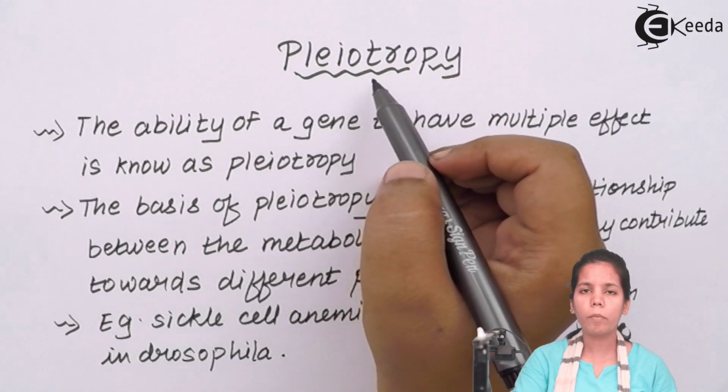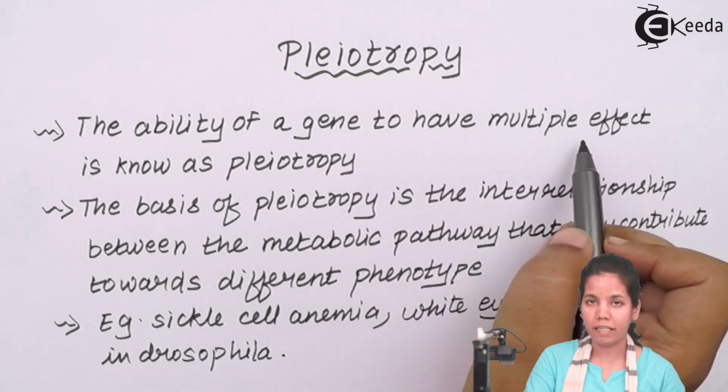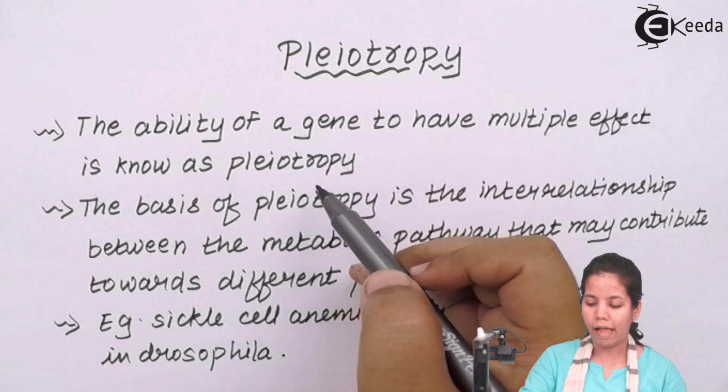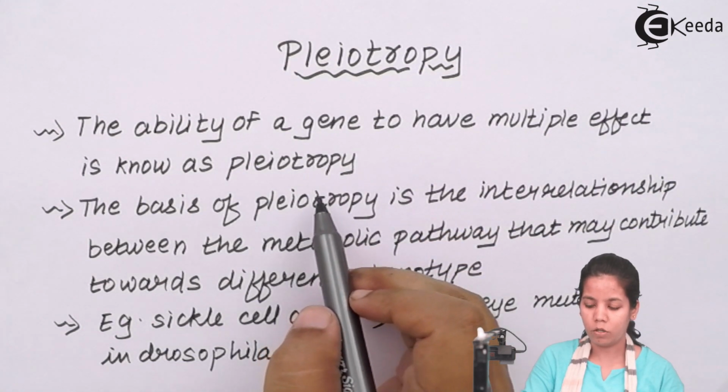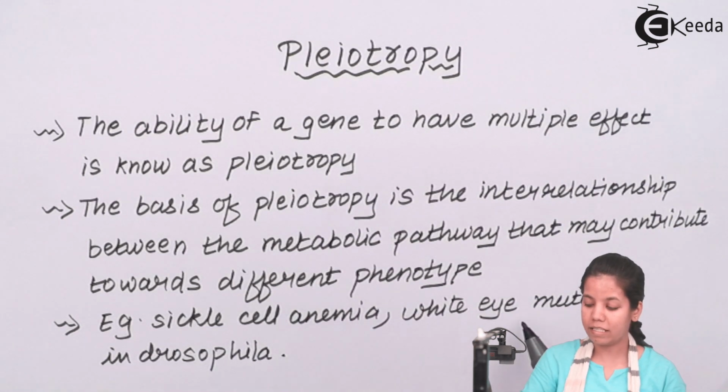Pleiotropy. When I talk about pleiotropy, it is the ability of a gene to have multiple effects. And pleiotropism may include two types of diseases. One is sickle cell anemia, that's in human beings, and another is the eye mutation in Drosophila.